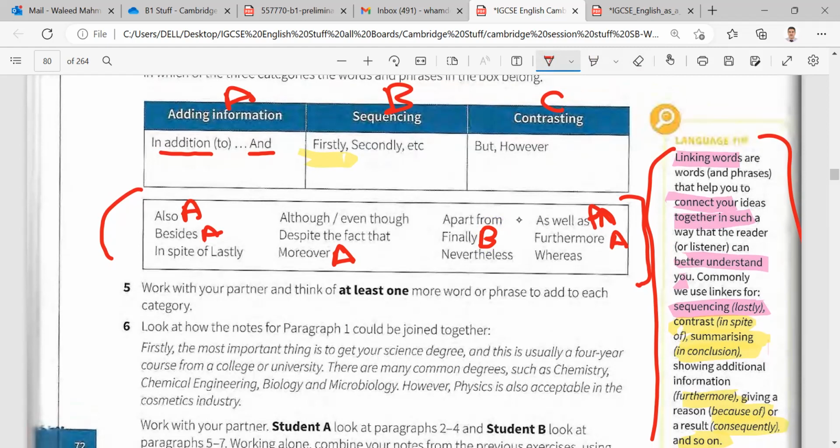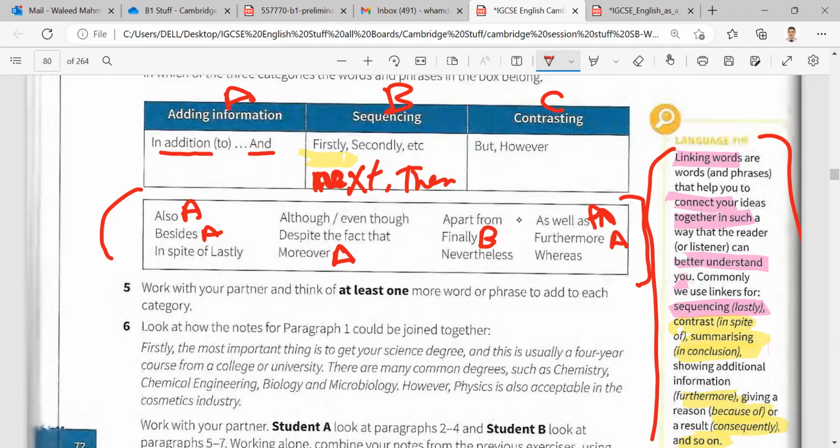Thank you, Juri. So you can say firstly, secondly, finally. Also, you can say, let me write this for you. You can say next. After that, you can say then, to show the sequence. You can use them after that.